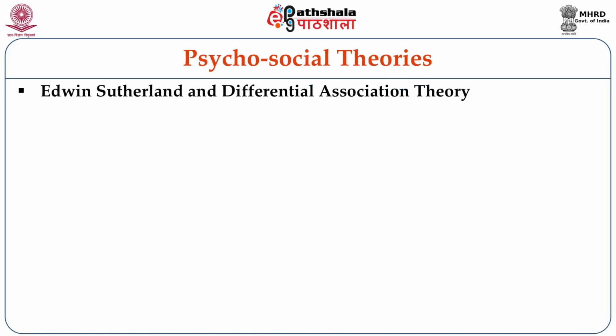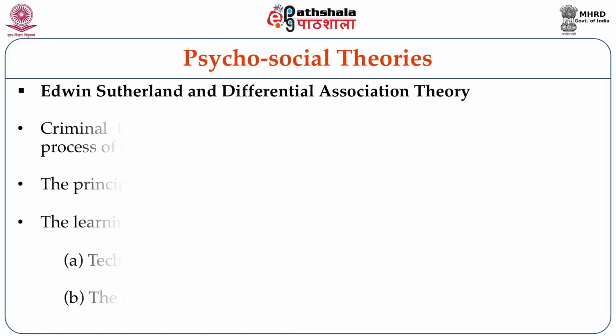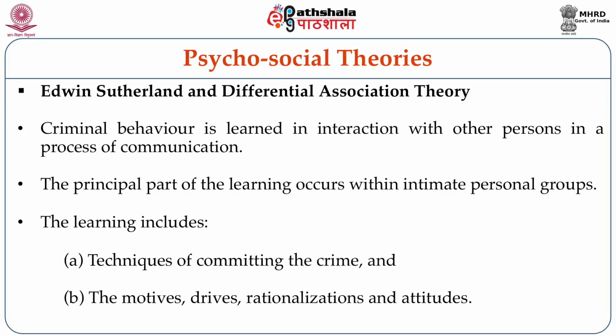We then come to the psychosocial theories. Here we can talk about Edwin Sutherland's theory of differential association. Basically what he said is people learn behavior in groups. So criminal behavior can also be learned in groups. And you not only learn the techniques of committing the crime, but you also learn the motives, the drives, the rationalizations, and the attitudes which are so necessary for criminal behavior.